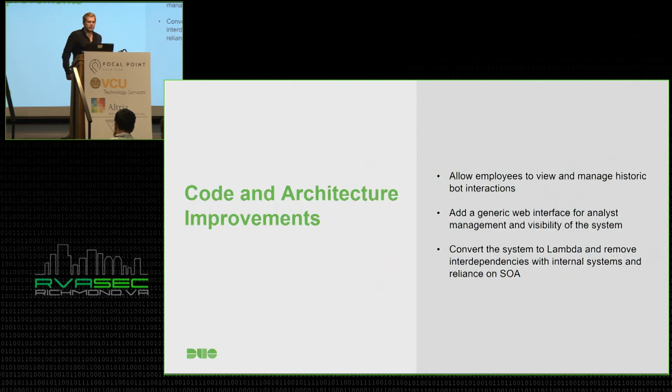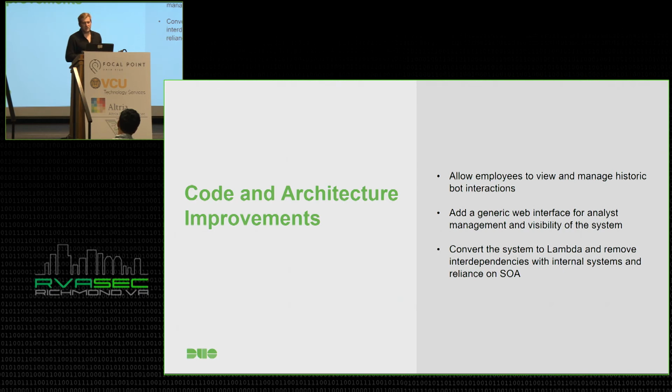We want to make some code and architecture improvements to this. Things like allowing employees to use the bot to view and manage their historic interactions with it. Maybe they want to report something to security that they previously whitelisted and then realize that it's kind of creepy or weird, and they want security to look at it, giving them a quick way of doing that. Adding a more generic web interface for the analyst to get management visibility in the system, see whose system is in what mode, and do this all in a web interface that's decoupled from other systems. Right now, it's part of a larger, kind of monolithic web app that our analysts use for everything.